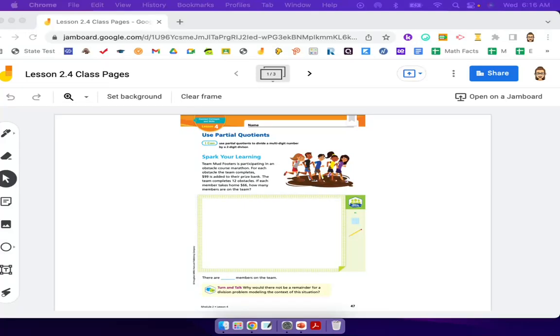Hello, my mathematicians. Today we are looking at Module 2, Lesson 4, which is all about using partial quotients. Hopefully by the end of this lesson, you'll be able to use partial quotients to divide a multi-digit number by a two-digit divisor.